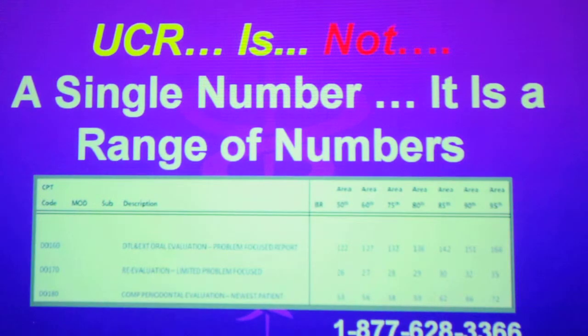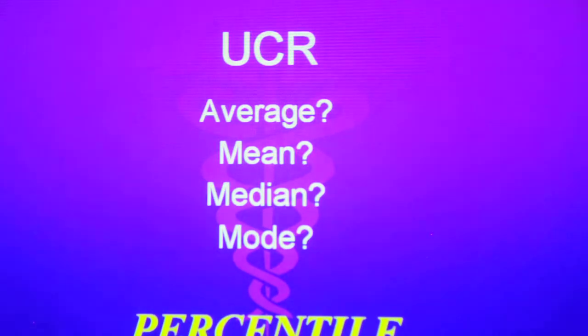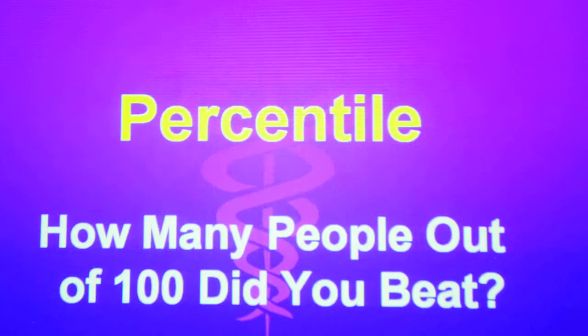UCR is not a single number. It's a range of numbers. It's a percentile range of numbers, and the numbers in the booklet that you will receive represent from the 50th to the 95th percentile. Are these numbers based upon the average, the mean, the median, mode? Answer is UCR is based on none of the above. Remember those from high school? Average, mean, median, and mode, they all sort of represent average, but not really.